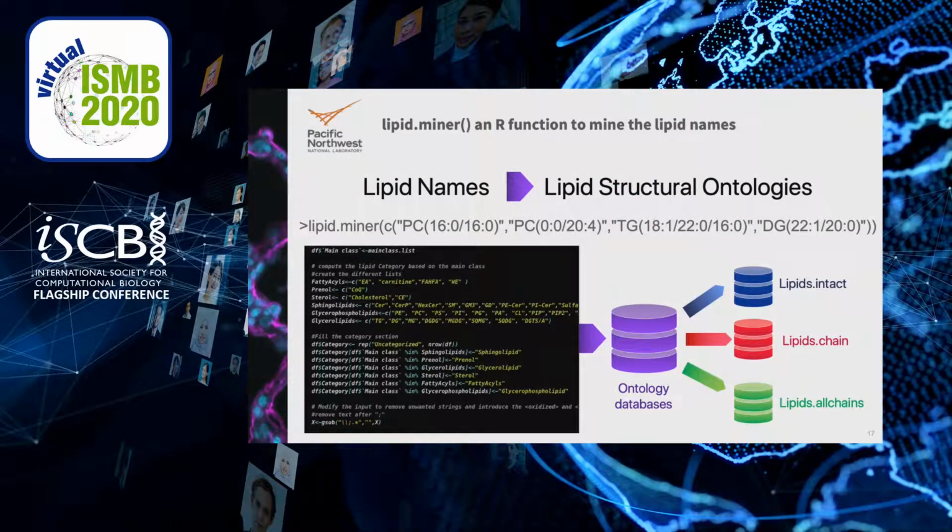To mine the lipid names and create structural ontology terms, I therefore created a very long function full of gsubs and subs that can certainly be written in a more elegant way, but it works pretty well. I called it Lipidomics Minion, and it takes a lipid name vector and converts it into an ontology database. In fact, 3 ontology databases that can be subsequently used to perform enrichment.